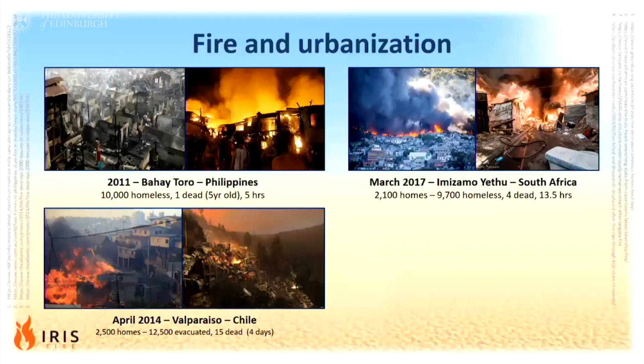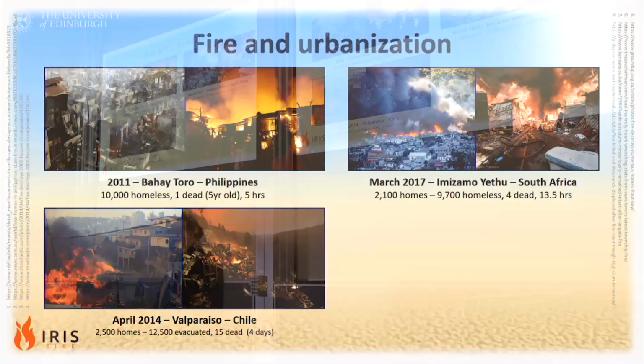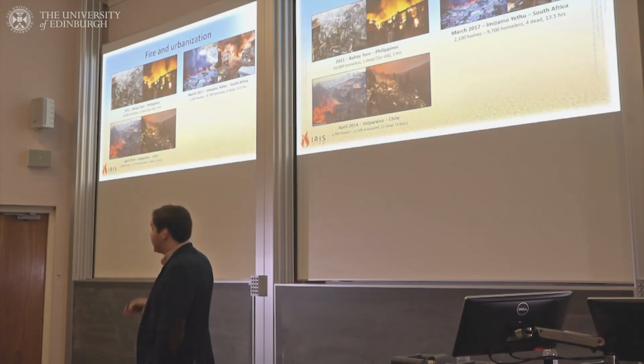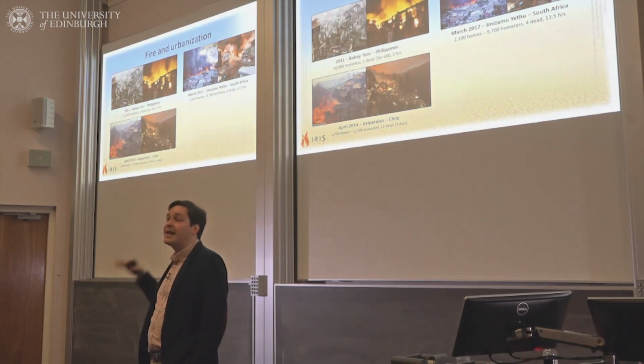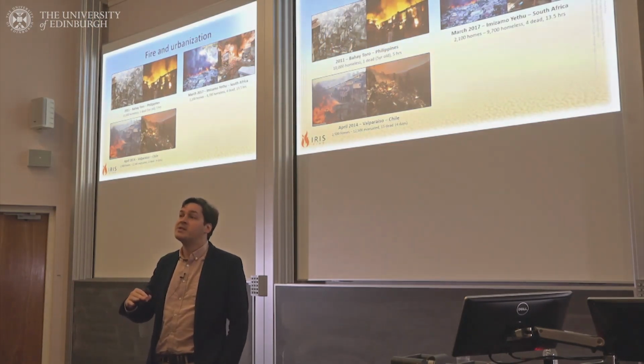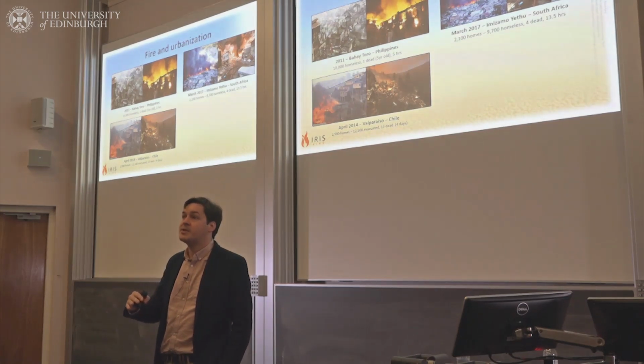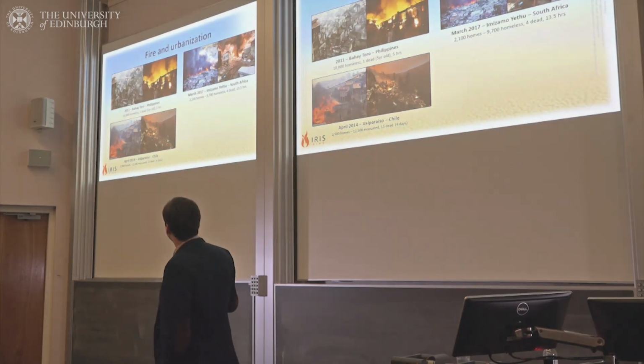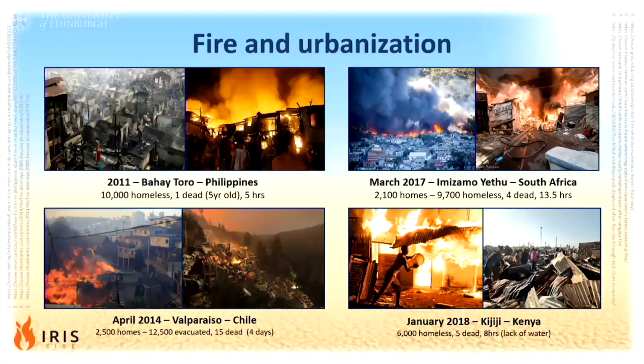We have Imizamo Yethu in March 2017. Here we had about 2,100 homes destroyed, almost 10,000 people displaced because of that. Four dead, and it burnt for 13.5 hours. They ended up having to bring in helicopters to drop water on the fire to stop it spreading into the nearby forests and velds.